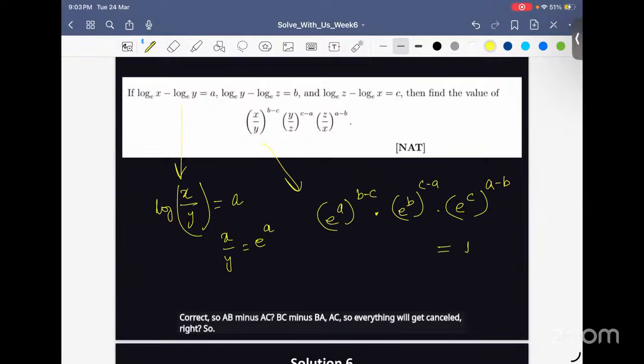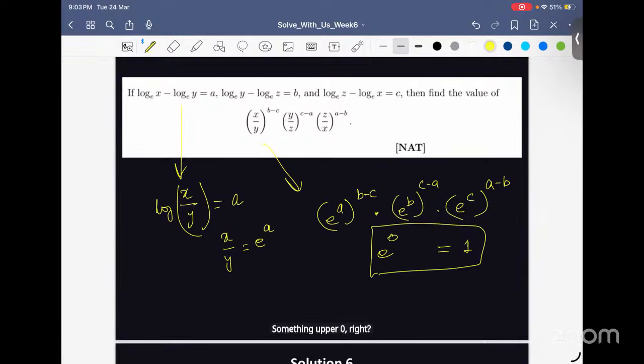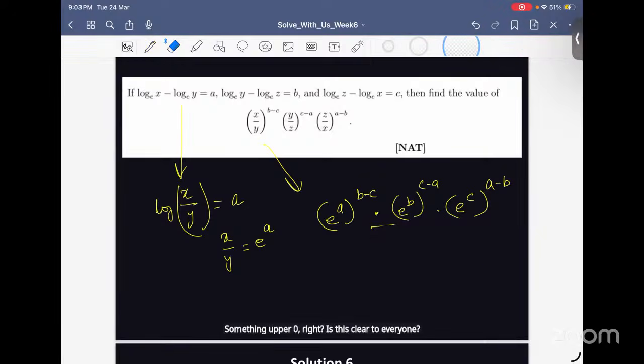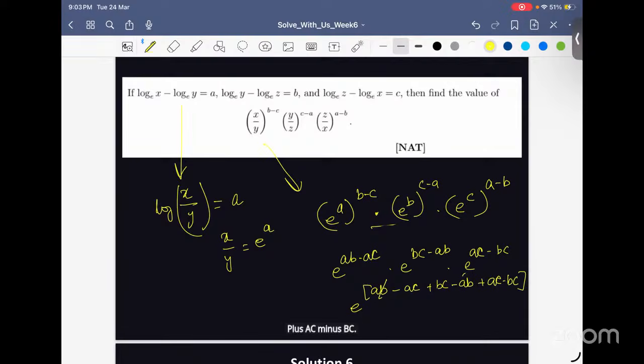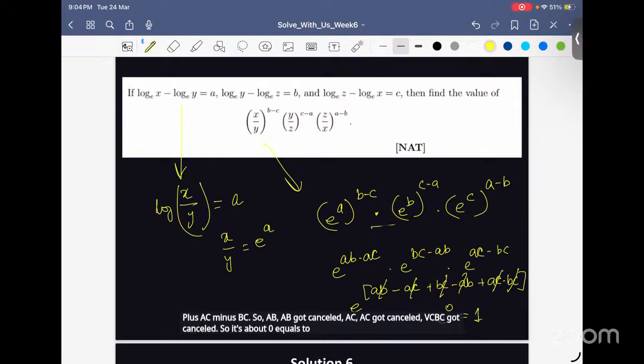So we'll be left with what? 1. Something, e to the power 0, right? Is this clear to everyone? How we got it? Here you can see e to the power ab minus ac, e to the power bc minus ab, e to the power ac minus bc. Everything will get added: ab minus ac plus bc minus ab plus ac minus bc. So ab got cancelled, ac got cancelled, bc got cancelled. So e to the power 0 equals 1. Fine.